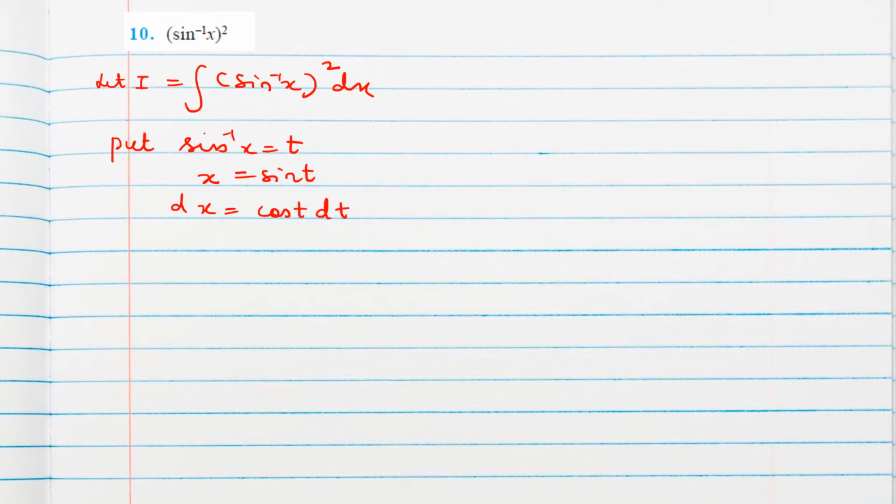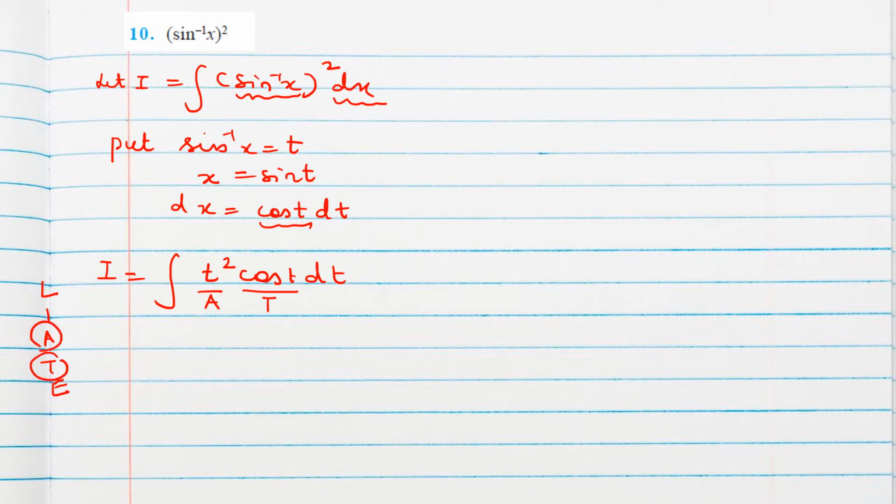Okay, so now the integral will change into t form. For sine inverse x we'll put t, bracket square is there. For dx we'll put cos t dt. So now this is a product of two functions, so we can apply integration by parts. This is trigonometric, this is algebraic. Recalling the LIATE rule, we take algebraic first and trigonometric second. So this is first, this is second.